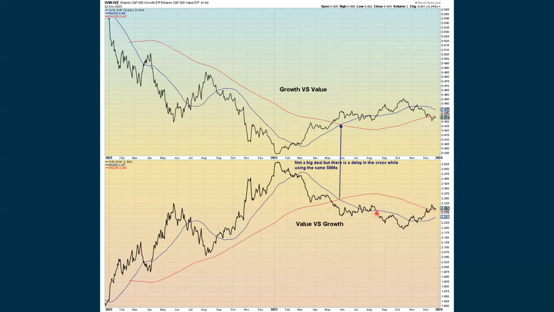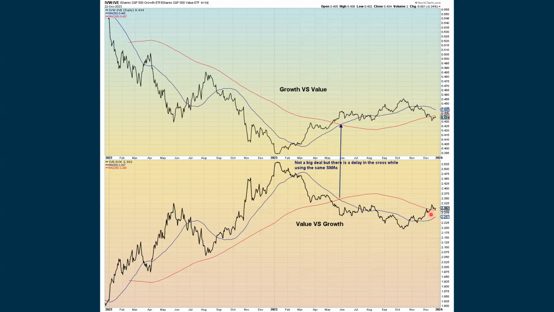And then we look at an inverse of that same chart, which just flips everything upside down. And we look and see where value is underperforming growth, but it has been bouncing back. Now, the reason for these additional charts and flipping things around is because these are calculated in different ways.